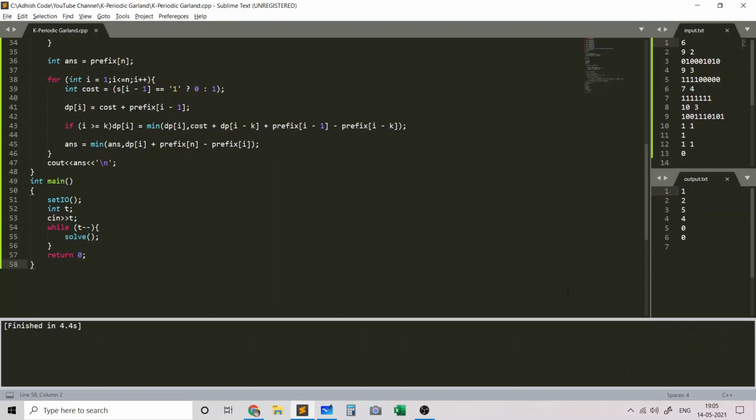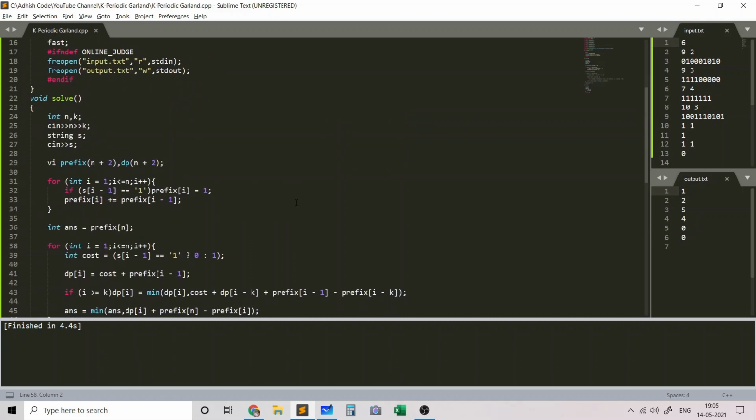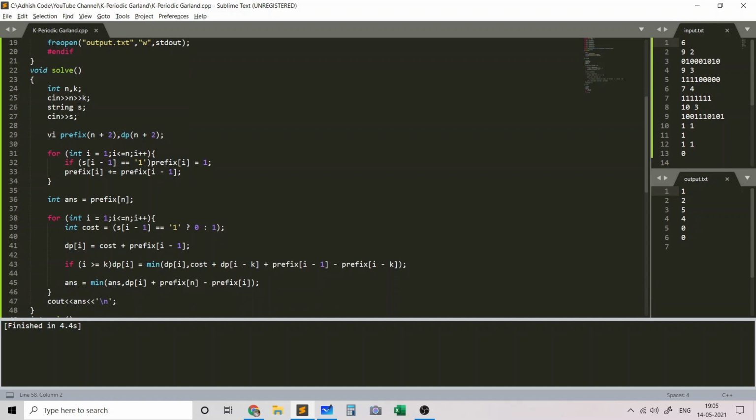So let's just look at the code. In the code, first I took in t, the number of test cases. For each test case, I call my solve function. The solve function does not accept any arguments, and it just takes in the values of n and k in the beginning and the string s, which is the original string.